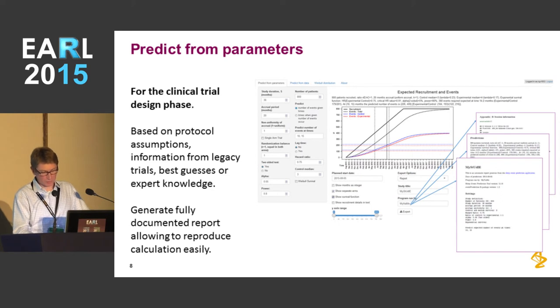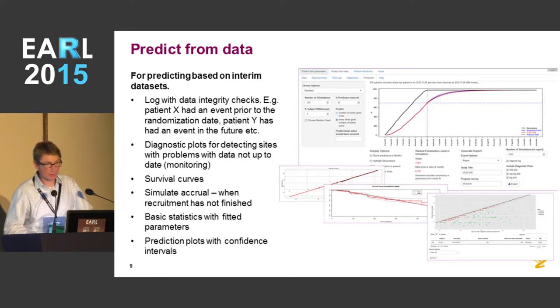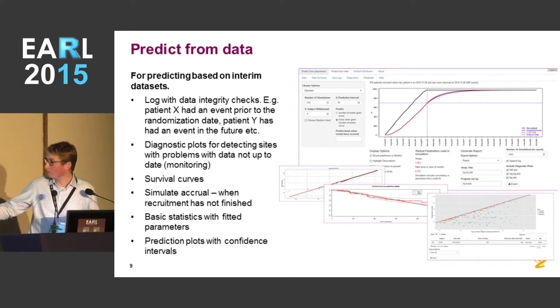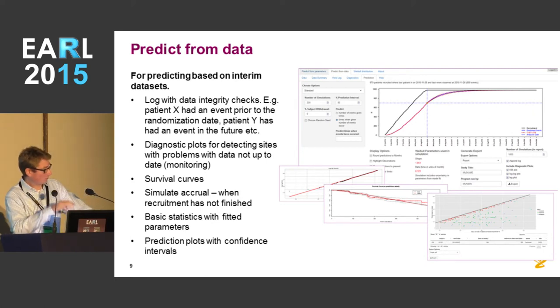It's kind of documented. It's not the same as having the code to redo everything, but it's almost the same. We can also do that on a cut of the data. So you obtain it basically from the contract research organization. You obtain a cut of the data, which is blinded, and you can extrapolate from the original recruitment curve.